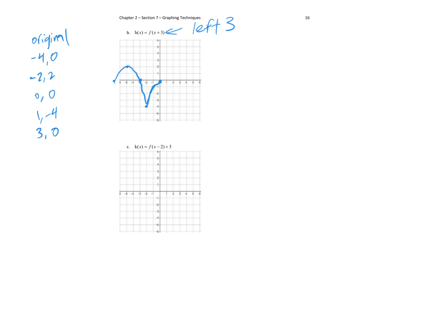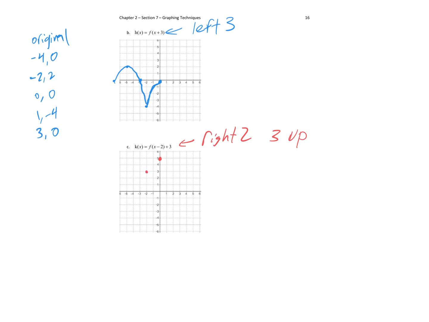And now on this one, we're going to go right 2 spaces and 3 spaces up. Okay, and so basically you can just start like, okay, here's negative 4, 0. Let me go right 2 spaces. Let me go up 2 spaces. Boom. Start from negative 2, 2. Go right 2 spaces, up 3 spaces. Okay. It's a little bit low.